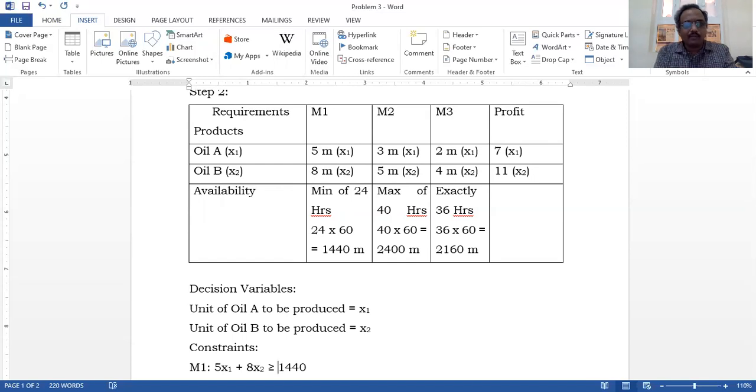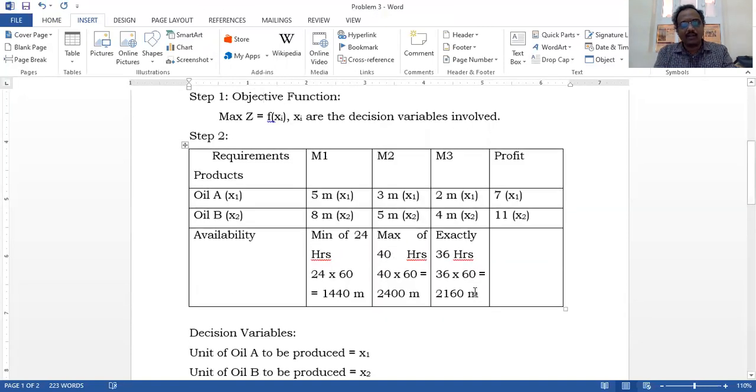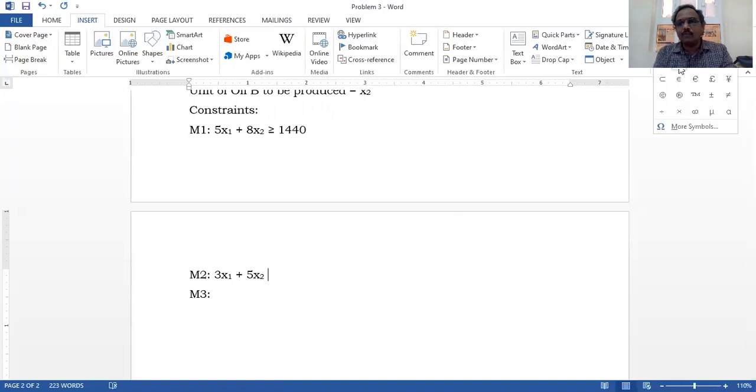Next, I am going to check for M2. This is given 3 minutes, 5 minutes, 2400, isn't it? This is 3x1, the first one, plus 5x2. This is the second machine, the second product, oil B. But this is given a maximum of 40 hours. So we said when we are having maximum, the constraint should be less than or equal. So this will become less than or equal to. What is the availability? 2400.